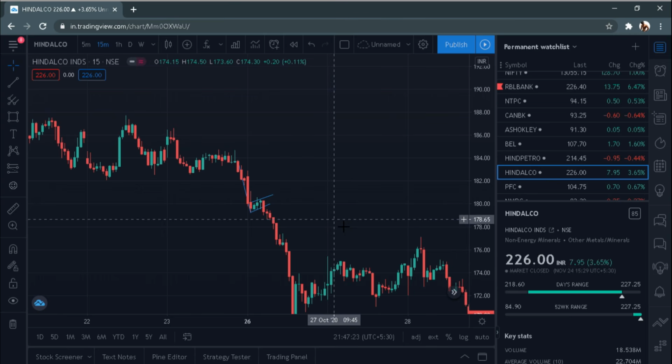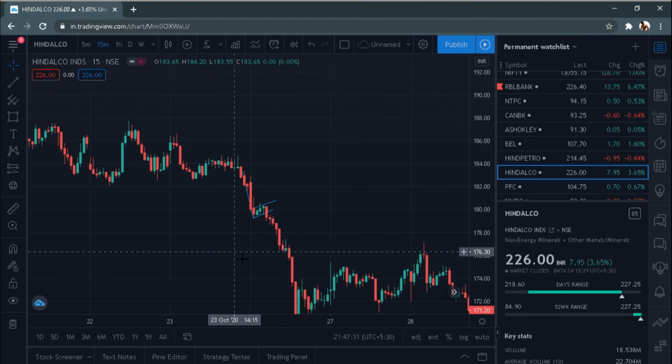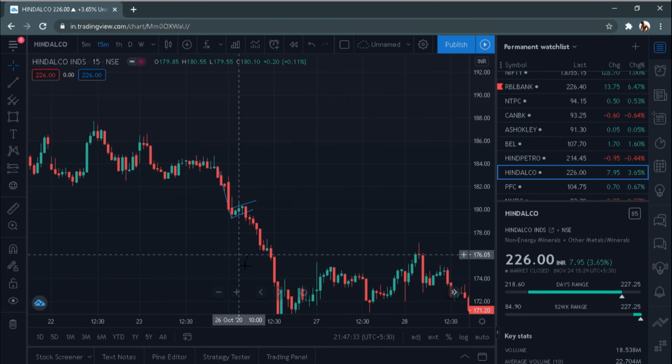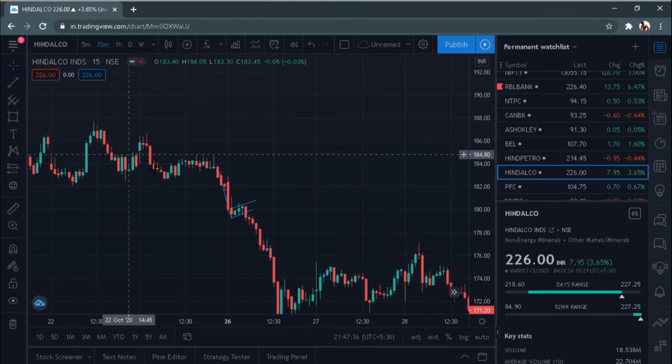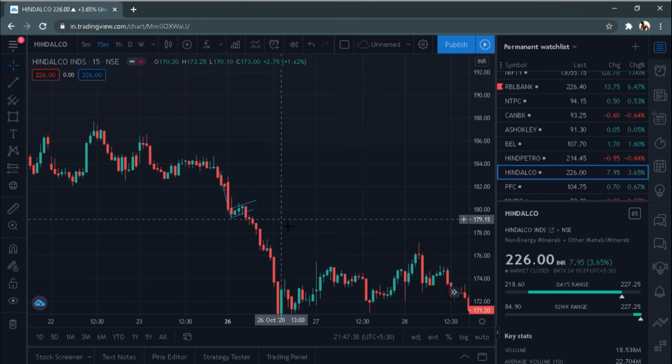A lot of people get this doubt about how big the flag pattern should be. There is no fixed parameter of how big the flag pattern should be. As long as you can identify the pattern, it is good to go. You can see over here there is an upper trend line, there is a lower trend line, and then there is a breakdown. So the entry, exit, and the stop loss logic will be the same.